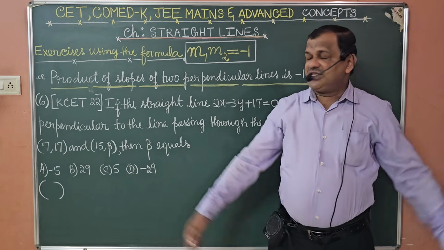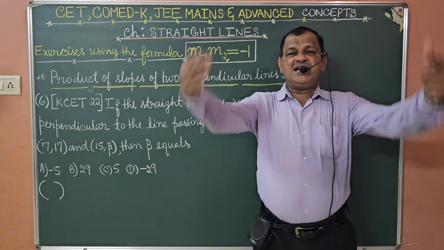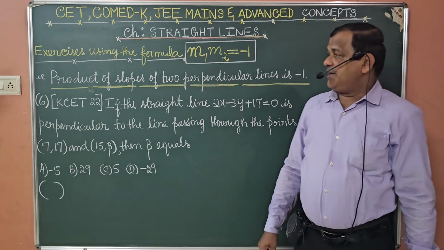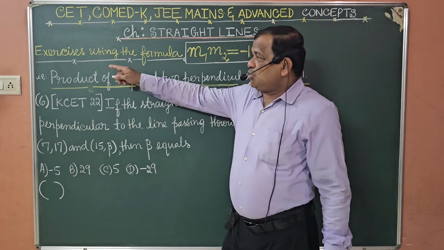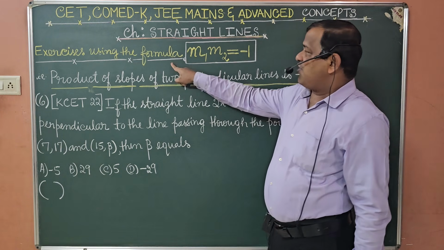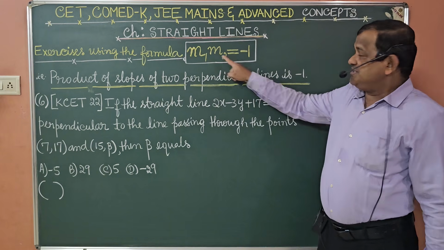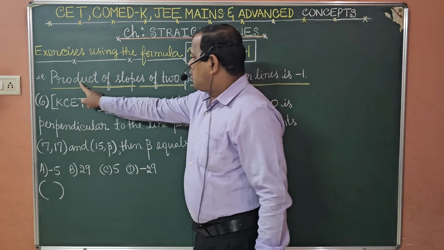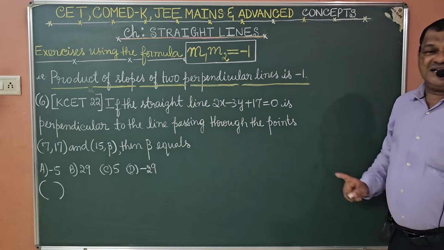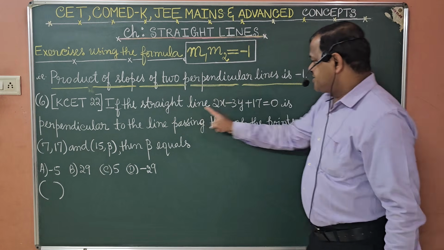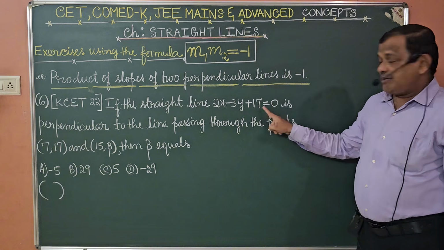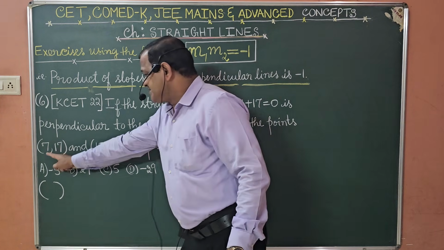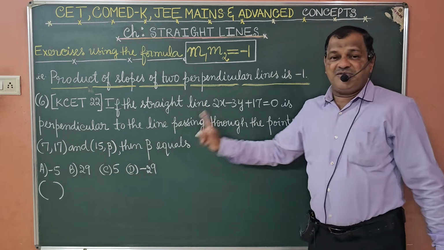Dear students, in this same video, let us see a few more exercises from earlier KCET question papers. I would like to teach exercises using the formula m1 into m2 is equal to minus 1. That is, if two lines are perpendicular, then the product of their slopes is minus 1. And here I have written a question. If the straight line 2x minus 3y plus 17 is equal to 0 is perpendicular to the line passing through the points 7, 17 and 15, beta, then find beta.